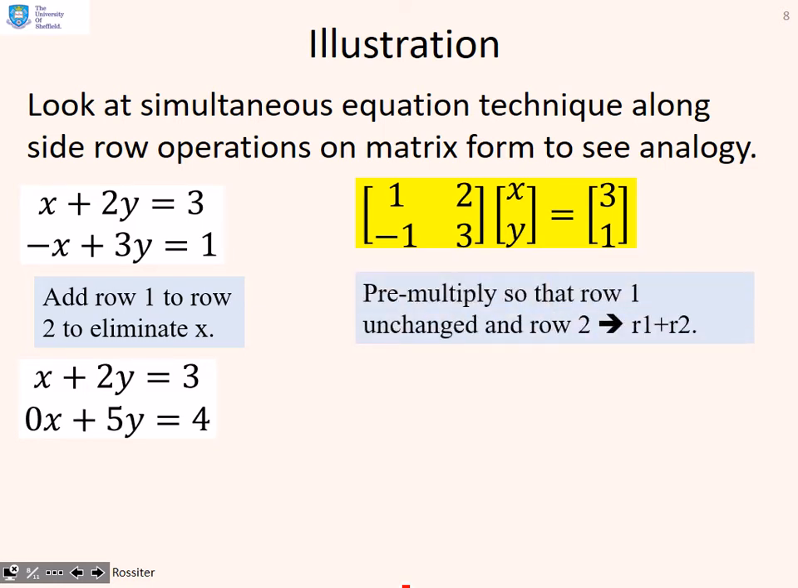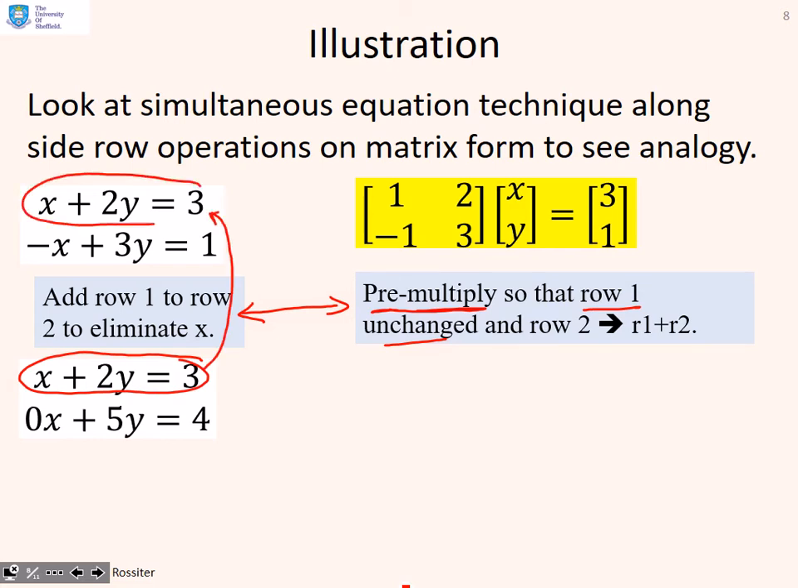And again, we can do exactly the same operation. So you see here we said add row 1 to row 2, but what I'm going to do instead is say that's equivalent to pre-multiplication, so that row 1 is unchanged. You can see the top equation is unchanged, so we want the top equation to be the same. So row 1 is unchanged, and row 2 becomes row 1 plus row 2, and you see that's equivalent to this operation here, add row 1 to row 2.